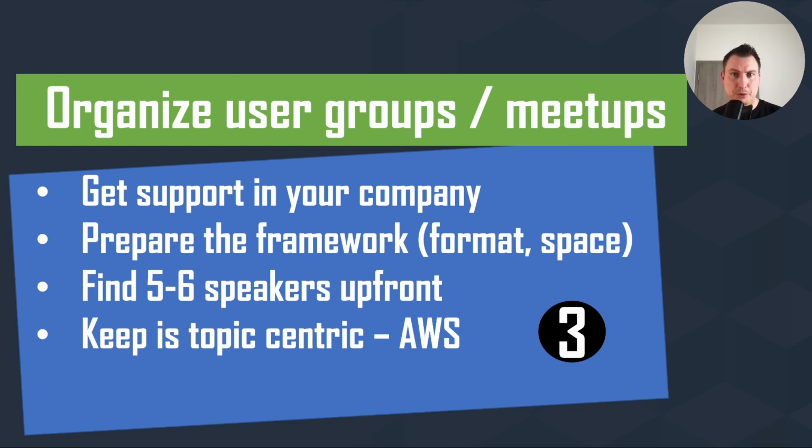That's super important. People who are supported, who get time for research, who get time for doing the ambassadorship, these people have much closer steps to become AWS Community Builders. Prepare the framework for the meetups. Prepare the format if you want to have videos, podcasts, whatever. And if you want to organize physical meetups, look for the space that you want to have there. Then find 5 to 6 speakers upfront. So try to have content for 3 to 4 meetups before you even start, or for 2 of them at least, because you can run dry on speakers.